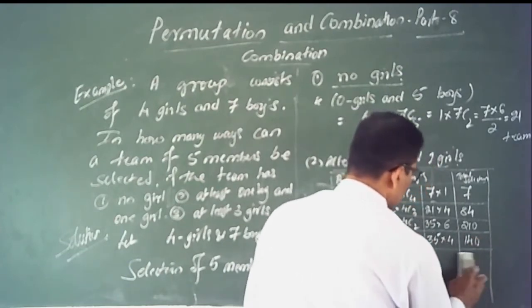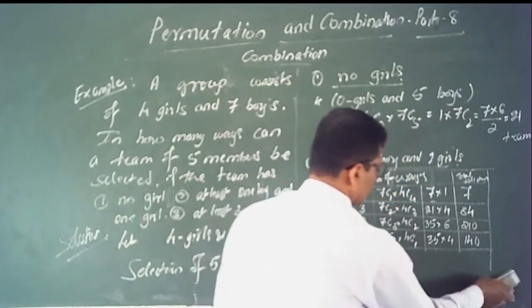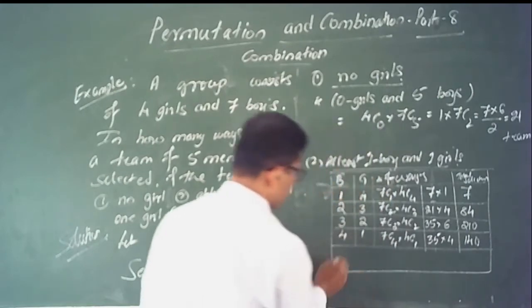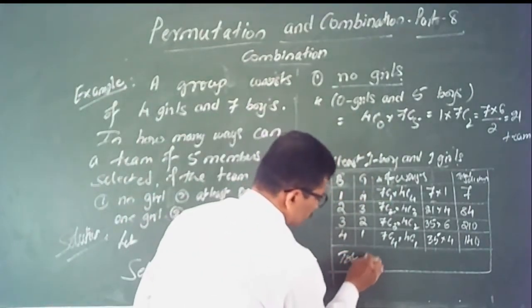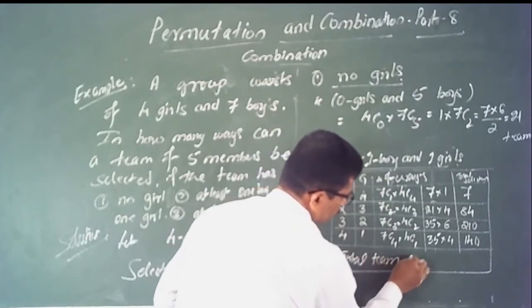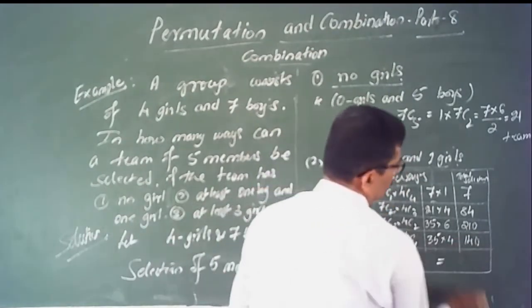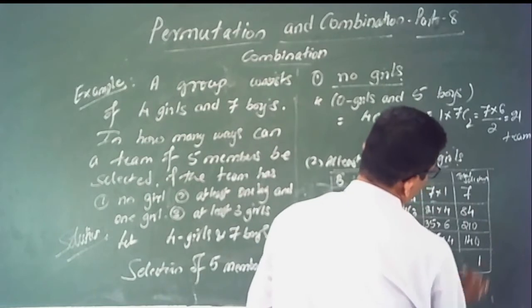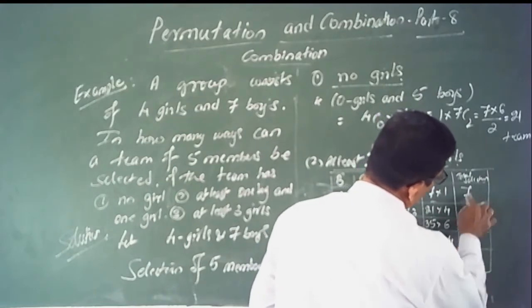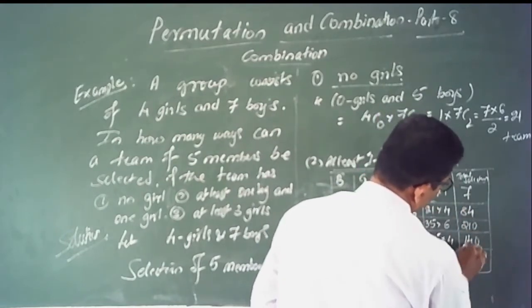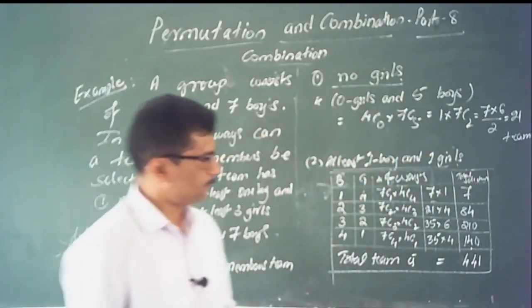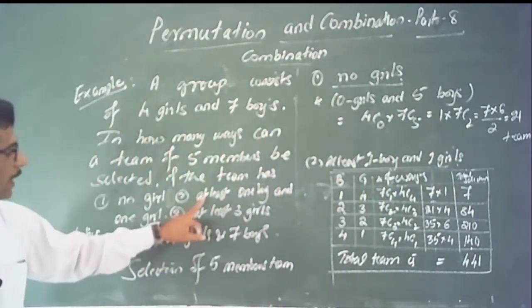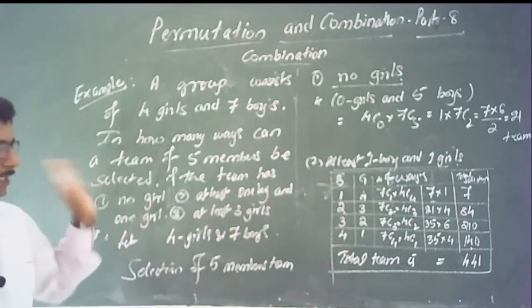Therefore, the total number of teams here, right? Like this, the form is very easy. Then the total team value is equal to 7 plus 14, its value is equal to 441 teams. Yes, the condition is at least one boy and one girl.